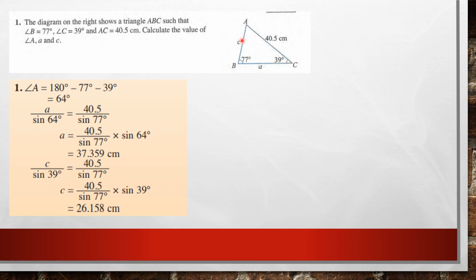Then for the length c, that means the length of AB over sine 39, the opposite angle is 39, equals the pair we know, 40.5 over sine 77. So c equals 40.5 over sine 77 multiplied by sine 39. So you will get 26.158.